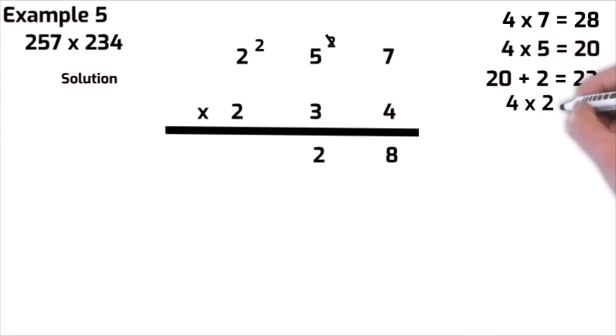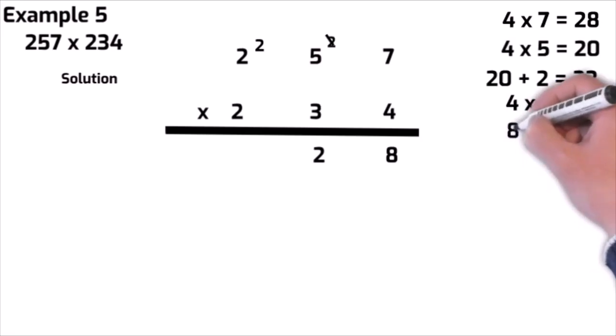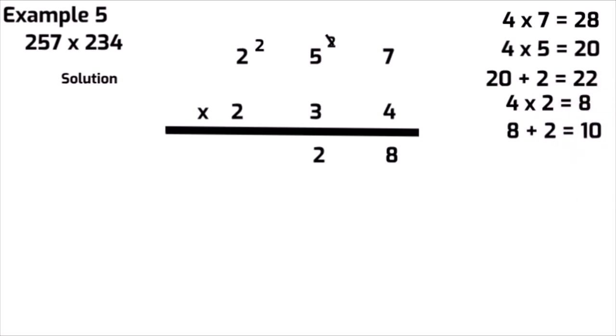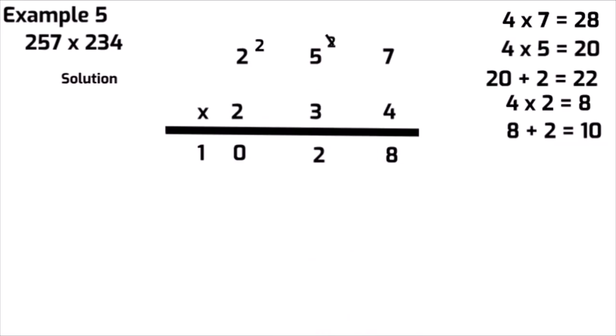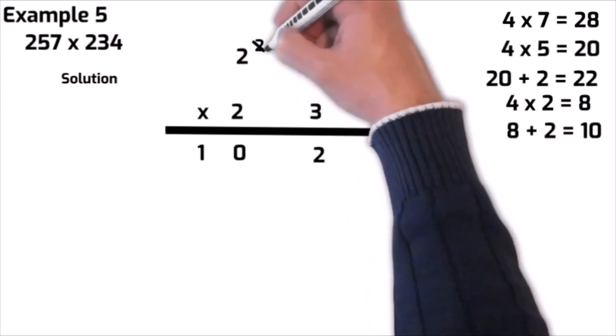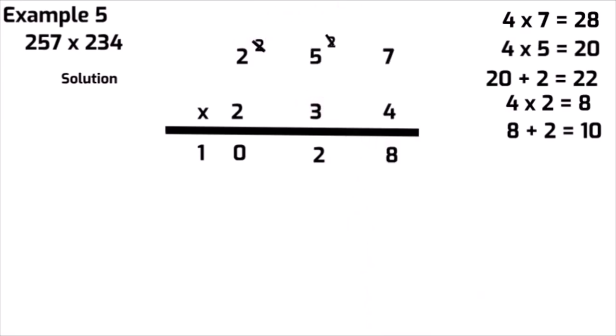Next, we say 4 times 2. 4 times 2 is equal to 8. But remember, we brought 2 over from the right. So we say 8 plus 2. 8 plus 2 is 10. We go over and write down 10. We are done using the first multiplier. We then cancel out the 2 we have used because we don't need it anymore.